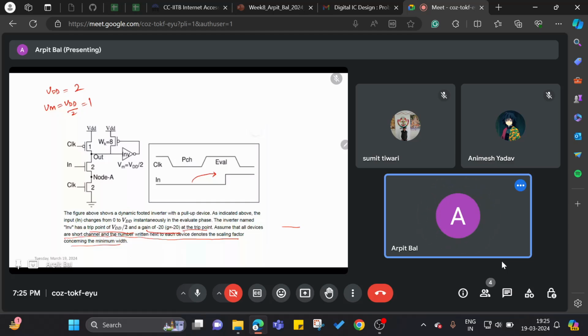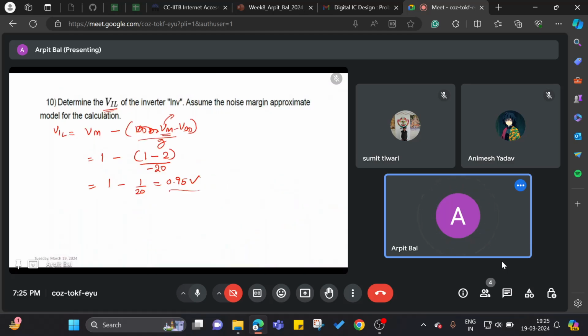Okay, so for the next set of questions, this was the image that was given to us, and we were supposed to figure out the VIH and VIL. This is the equation that we saw in week 5, where we were doing questions related to noise margin and VIL, VIH. You just put the values here.